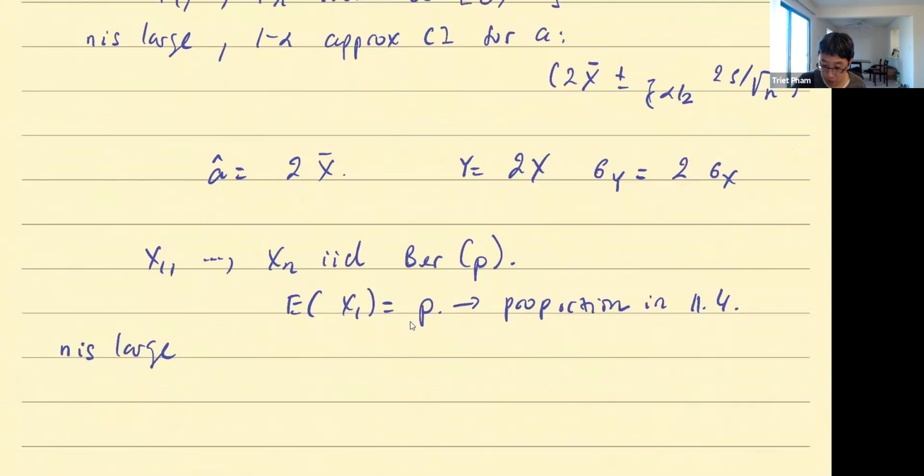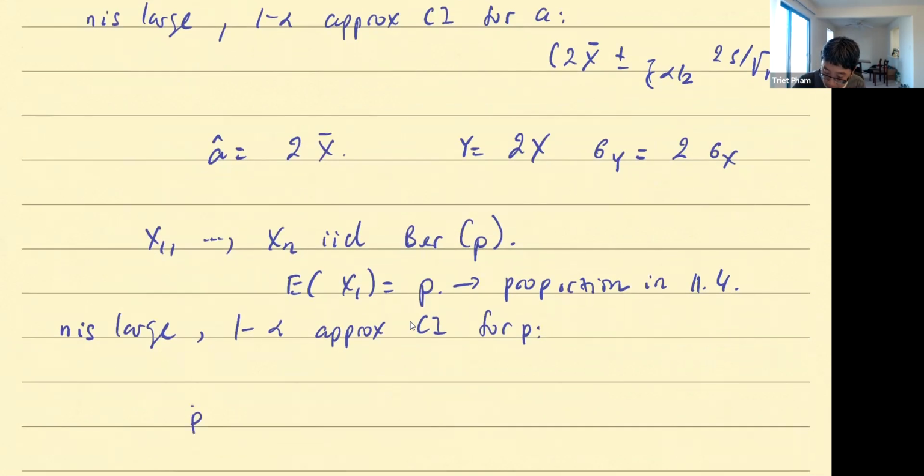All right, quickly, let me write it. If n is large, this is the last thing I'll tell you, and then we'll pick up next time. The 1 minus alpha approximate confidence interval for p will be p hat plus or minus z alpha over 2 times the square root of p hat 1 minus p hat divided by n.